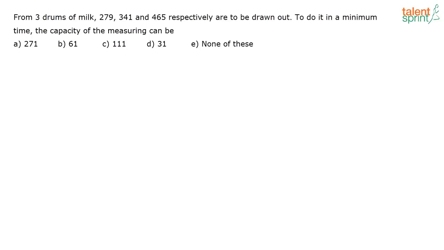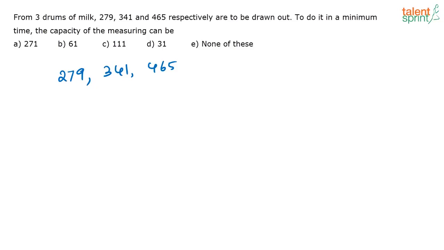So, for this question, what are they asking? See, you have 3 cans, right? Each has a capacity. You have to draw 279, 341 and 465 respectively from each. So, to do it in minimum time, the capacity of the measuring can will be dash. So, can you all tell me whether I have to find out the LCM here or the HCF? So, here you have to find out the HCF of these numbers, okay.